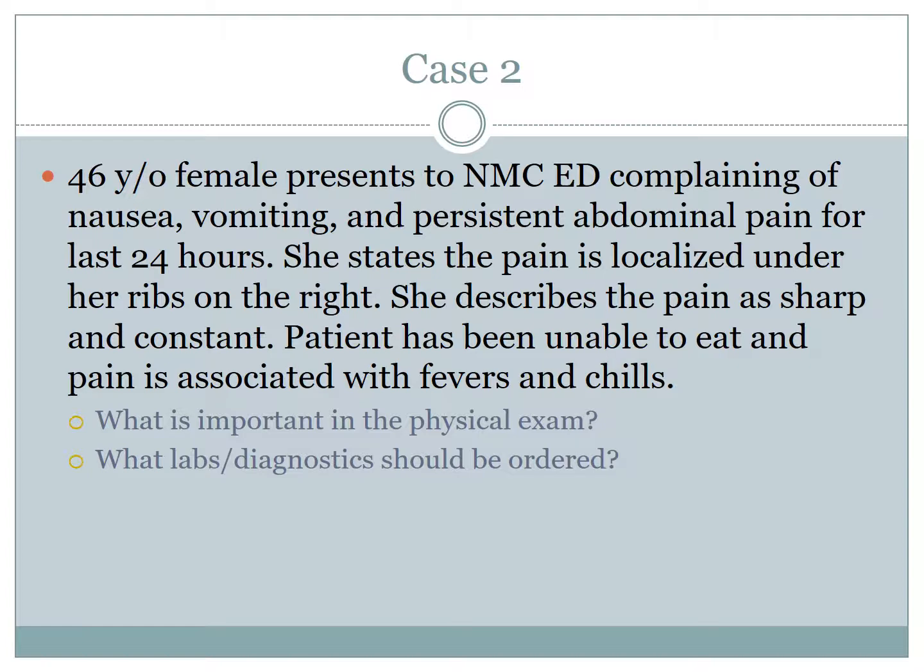So, next case. This is a 46-year-old female. She presents to Northside complaining of nausea, vomiting, and persistent abdominal pain for 24 hours. The pain is localized under her ribs. It's sharp and constant. She hasn't been able to eat, and this pain has been associated with fevers and chills. So again, think in your mind about differential diagnoses and how you want to work this patient up.